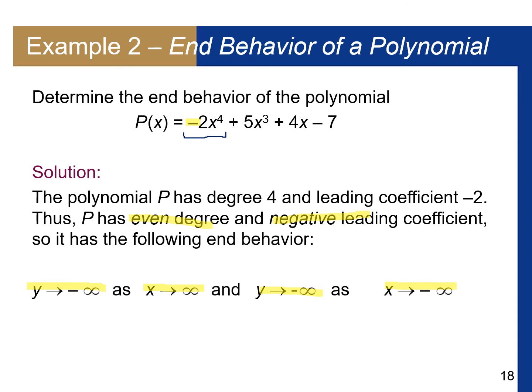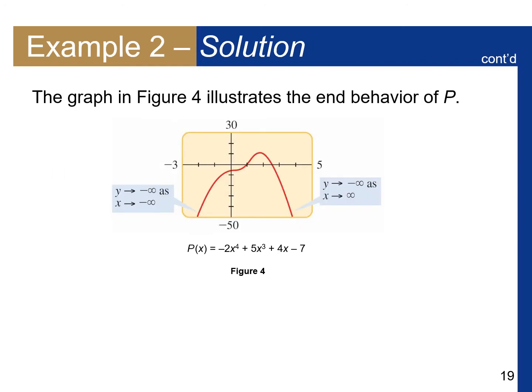So, I should have already known from previous chapters that this is going to be something like this on this end and this on this end, and who knows what it does in here, okay? But on my ends, it's going to look like this, going down. And there it is. As you can see, as x goes to positive infinity, my y value goes to negative infinity. And as x goes to negative infinity, y does in fact also go to negative infinity.